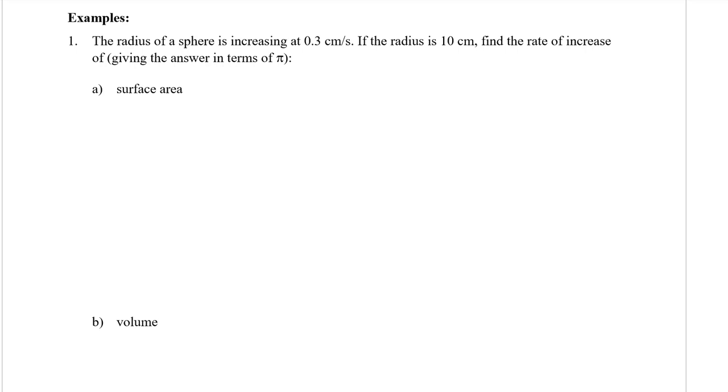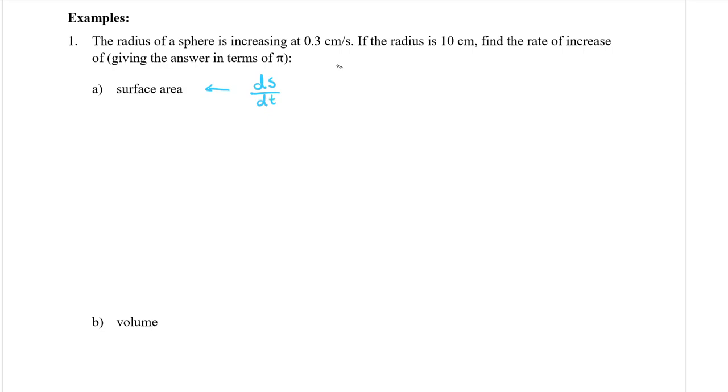So the first question says the radius of a sphere is increasing at 0.3 centimeters per second. If the radius is 10 centimeters, find the rate of increase, in terms of pi, of the surface area. If I want the rate of change of the surface area, this is saying that I want to know how the surface area is changing over time. That's what it's asking me to find.